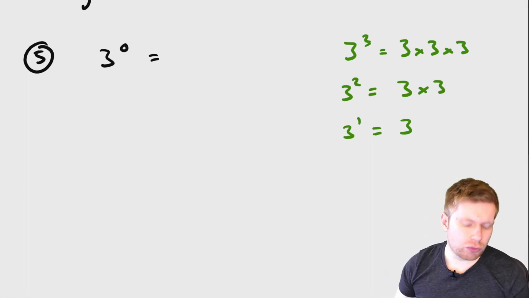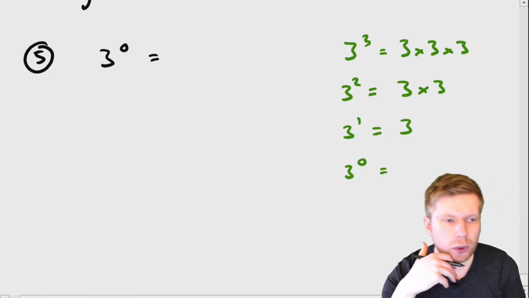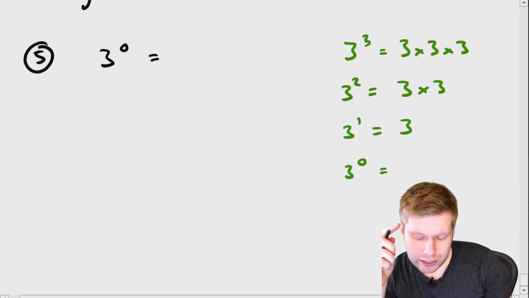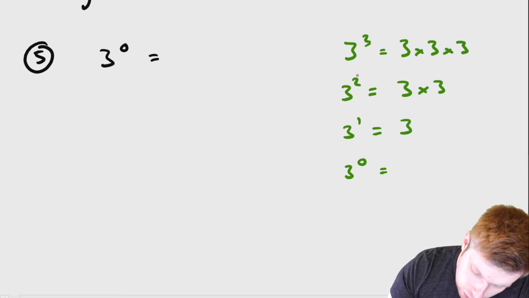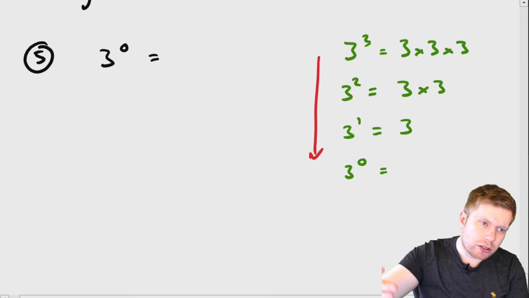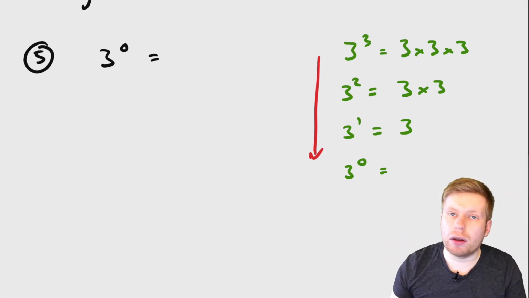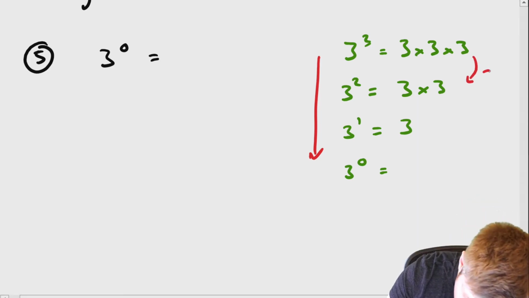3 to the power of 1 is just 3. So the next one on the list is just 3 to the power of 0. What I need to do is think about what's happening here. Every single time I decrease my power, from 3 to the 3, to 3 to the 2, to 3 to the 1, to 3 to the power of 0, I'm decreasing the power by 1, which means on the right hand side, all I'm effectively doing is dividing by 3.